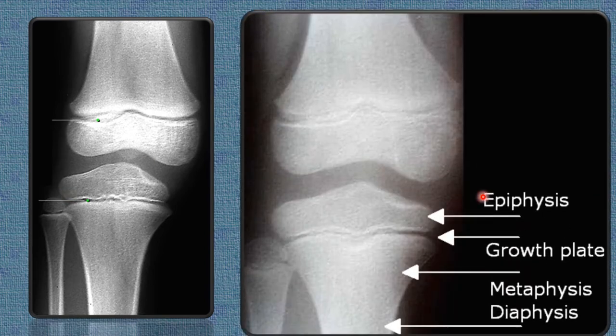Metaphysis, physis, and epiphysis. On X-ray, we also call a growth plate a physis. Again, epiphysis, physis, metaphysis, and diaphysis. Diaphysis, metaphysis, epiphysis, physis, and metaphysis, physis, and epiphysis. You can see this is the epiphysis, this is the growth plate or physis, this is the metaphysis, and this is the diaphysis. Similarly over here, diaphysis, metaphysis, physis, and epiphysis.